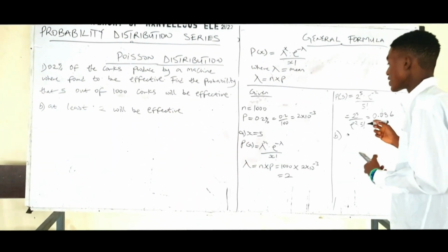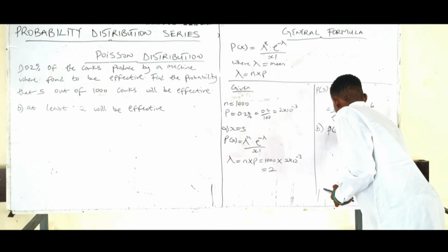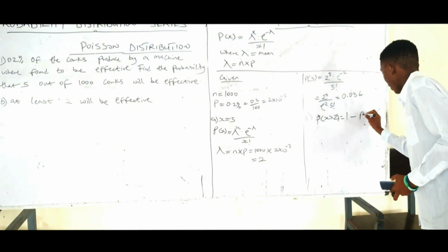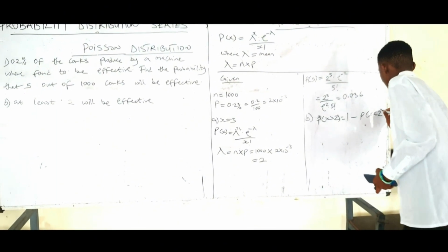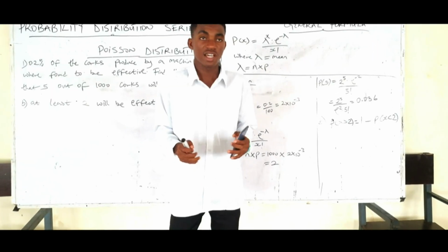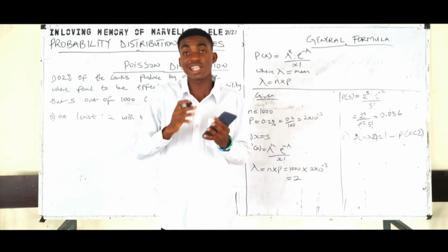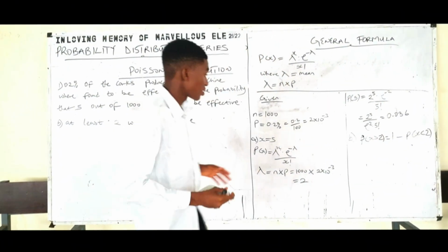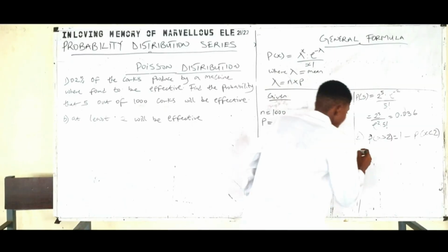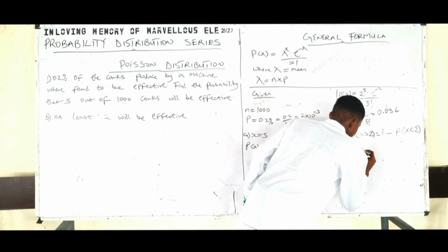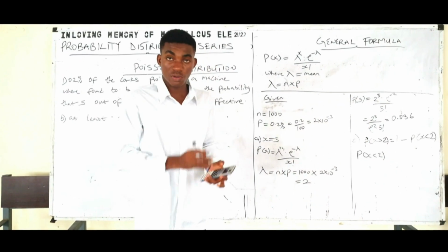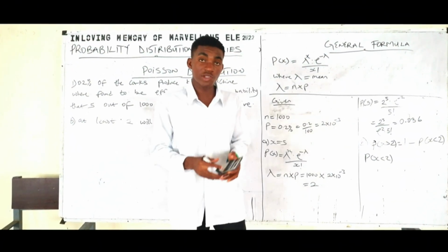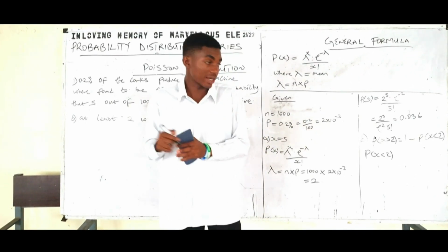The formula for probability of at least 2 is probability of X at least 2 equals 1 minus probability of X less than 2. This is probability of X greater than or equal to 2, because at least 2 means X from 2 upward. So the formula is 1 minus probability of X less than 2. Now, probability of X less than 2 means we do probability of 0 and probability of 1, because 0 and 1 are less than 2. So we do the probability of 0 first, and we'll add it to the probability of 1.